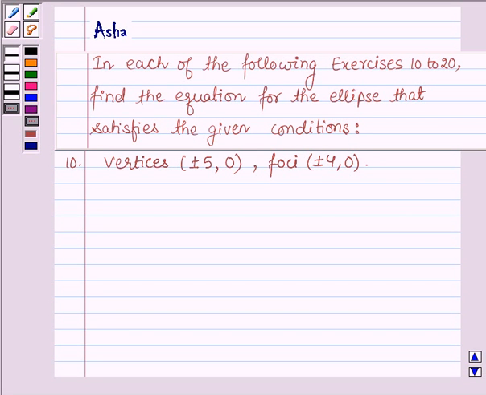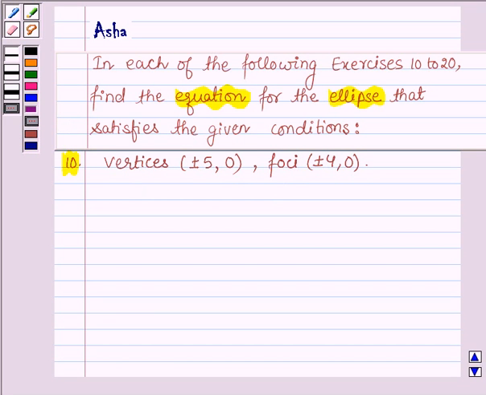My name is Asha and I shall be helping you with the following question, which says, in each of the following exercises 10 to 20, find the equation for the ellipse that satisfies the given condition. 10th one is, vertices are plus minus 5 comma 0 and the coordinates of foci are plus minus 4 comma 0.